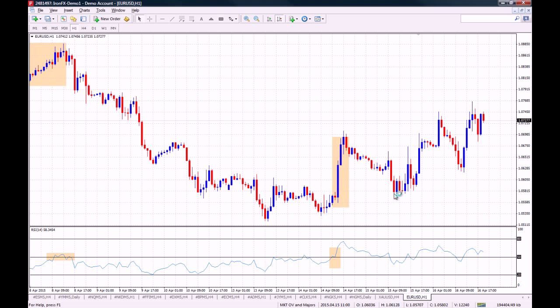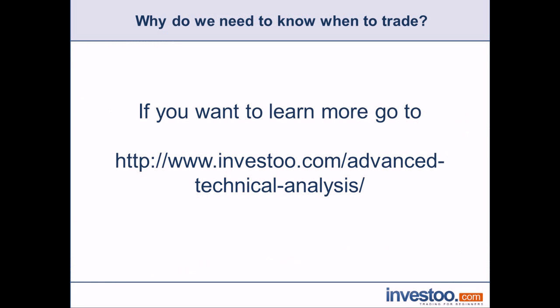And you can see the corrective moves on the RSI also when it dips below the 50 level to the bearish territory, but then crosses back up. And this is how you use the RSI when you are trading Forex.